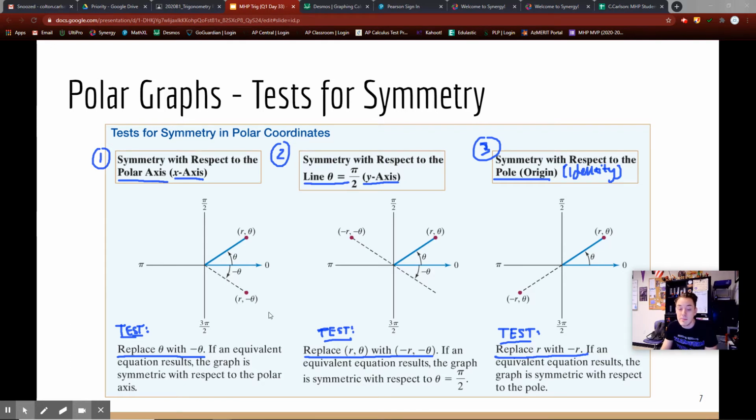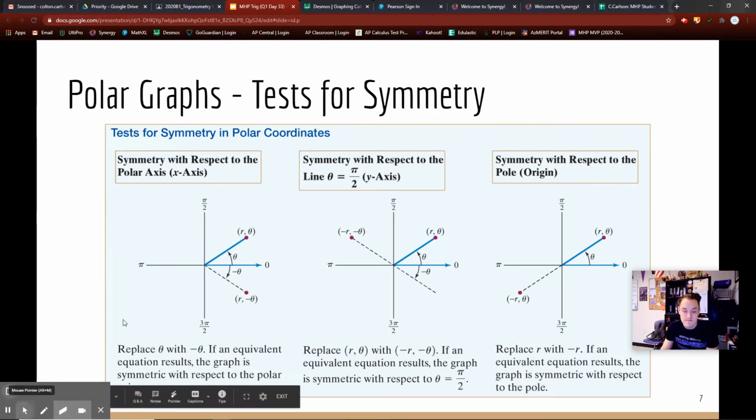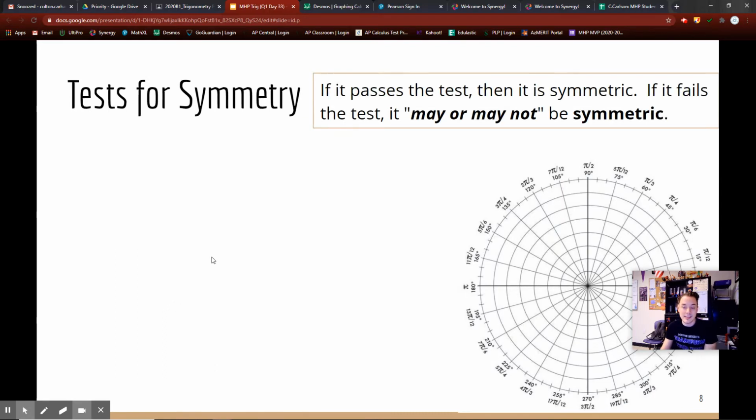Now this symmetrical graphs, basically what it means is this. If it passes the test, then it is symmetric. But if it fails the test, here's the important part, it may or may not be symmetric. Do you understand? So on Math Excel, pay very close attention. On Math Excel, it's going to give you these tests. Is it symmetrical to the pole, to the polar axis, to the line, the y-axis? Is it symmetrical? It will tell you yes, no, may or may not be.